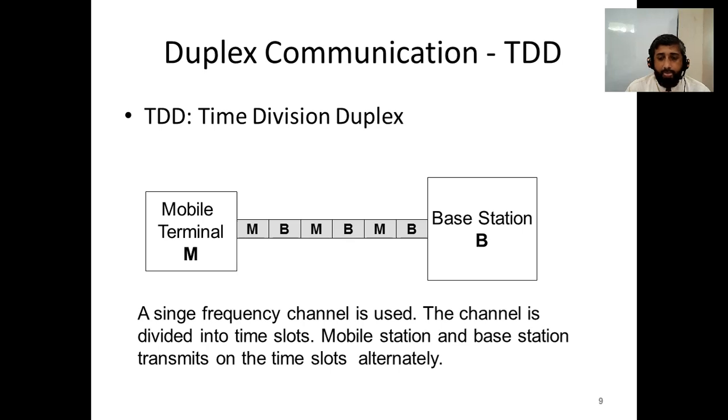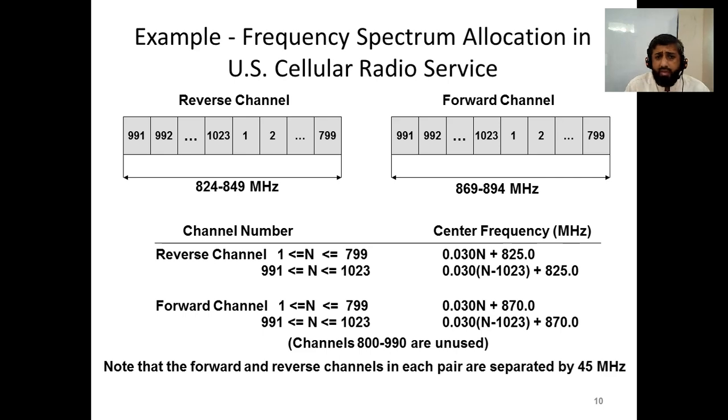So eventually, at one time, there is only one communication. That means either the mobile station will be transmitting or the base station will be transmitting. In that way, we can avoid interference as well, because at one time there will be only one communication signal present. So this is generally known as time division duplexing, where we divide the communication in two directions into two different time slots. This is an example from the US cellular radio service.